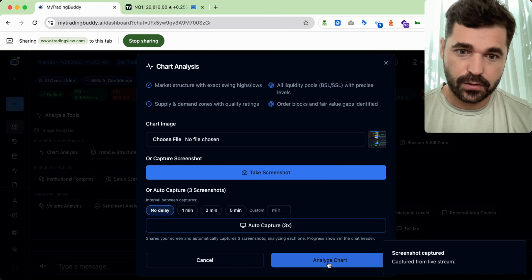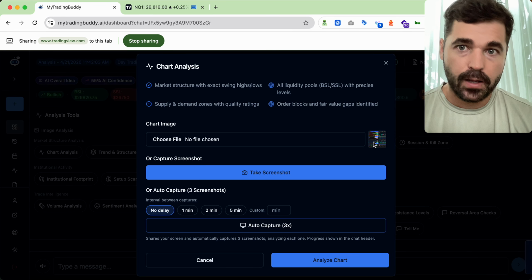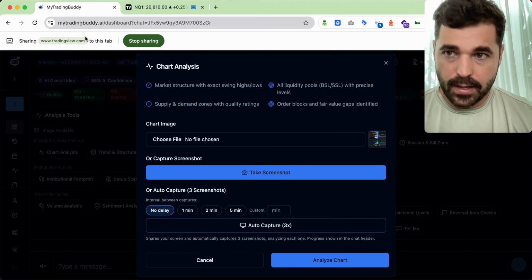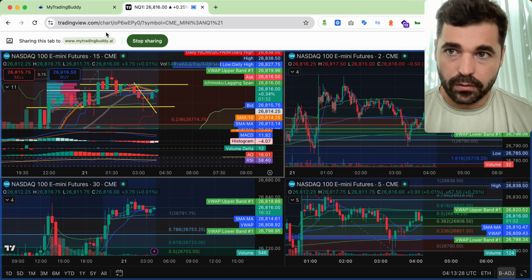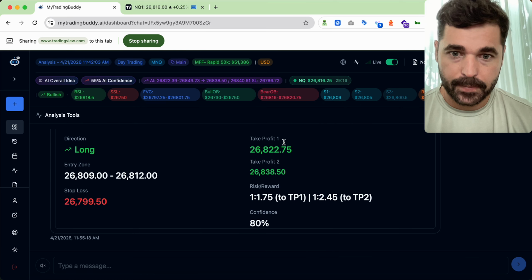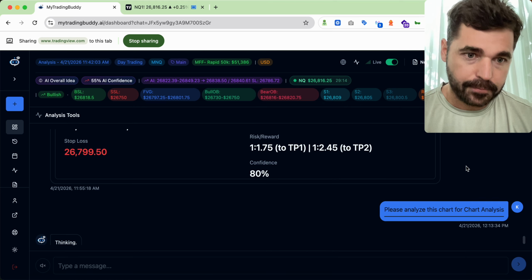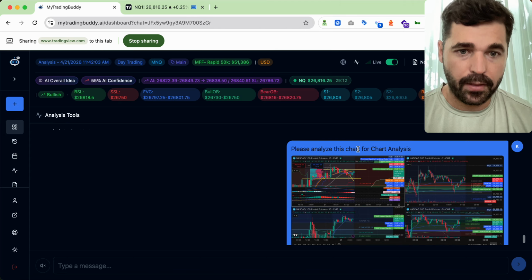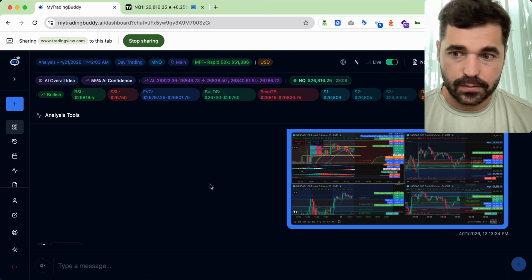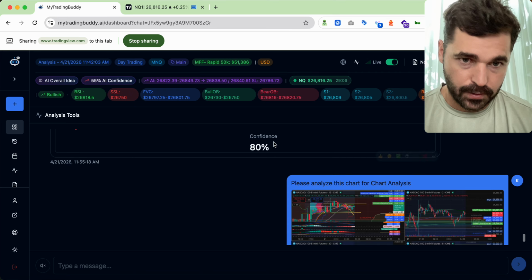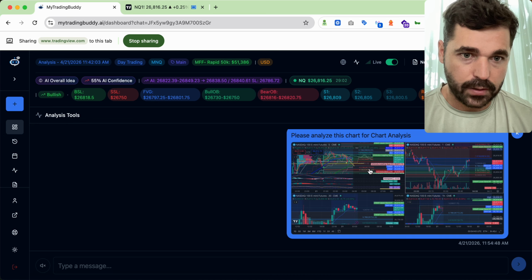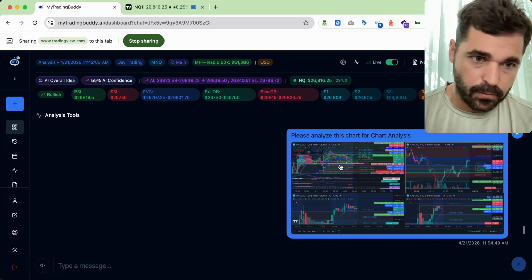So if you haven't seen previous videos, what you're going to do is take screenshots and send this to the AI. So I just took a screenshot. Because I have live enabled, it knows I'm sharing this chart right here, and it just took a screenshot. Push analyze, send it to the AI. It will take about 30 seconds or so for the AI to think through this and come back with the answer.